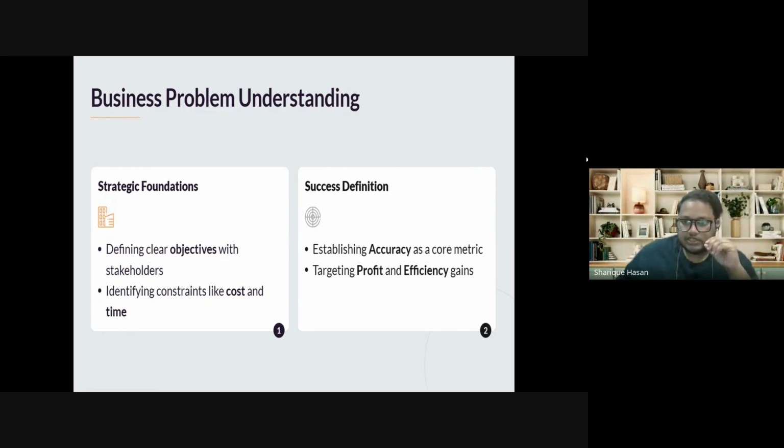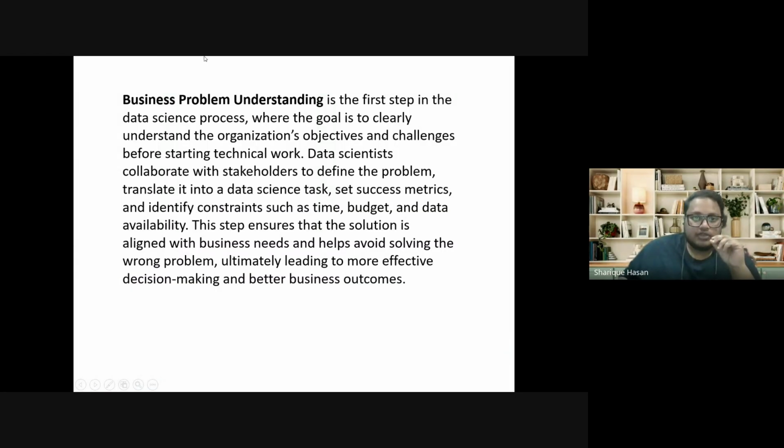And here you can see it, just establishing accuracy as a core metric, targeting profit and efficiency. This is one of the most important things. So as you can see here, I will just read it out first.